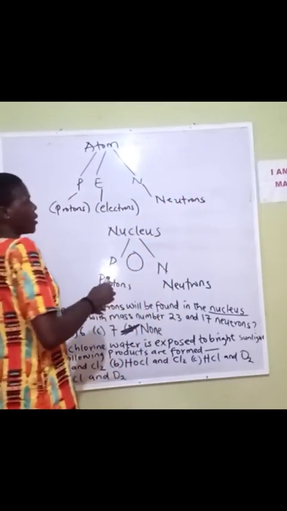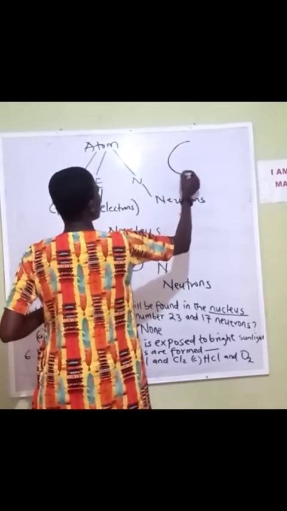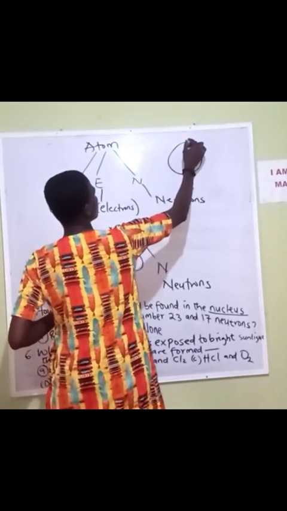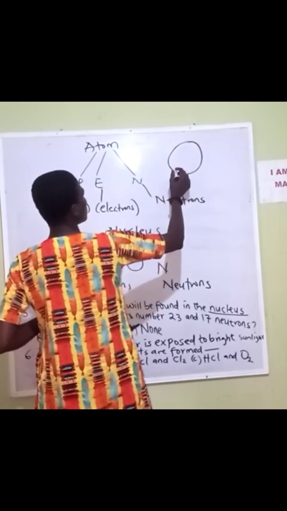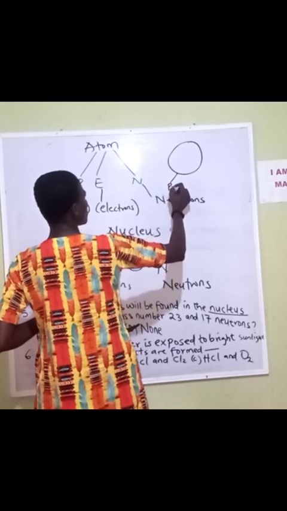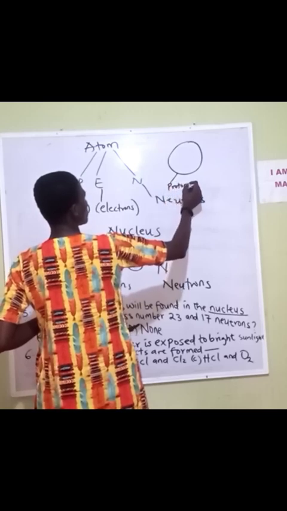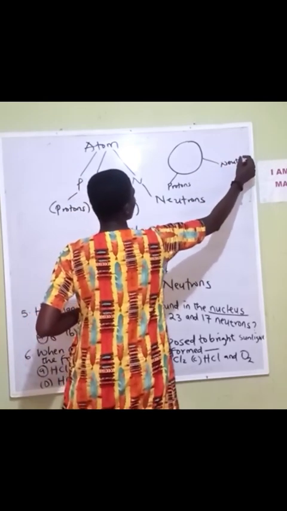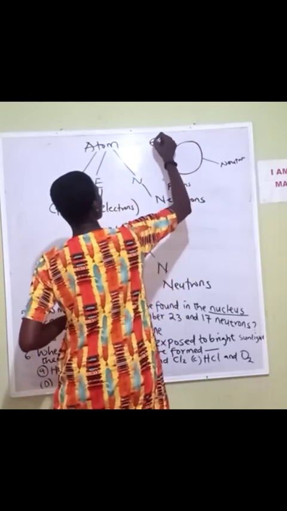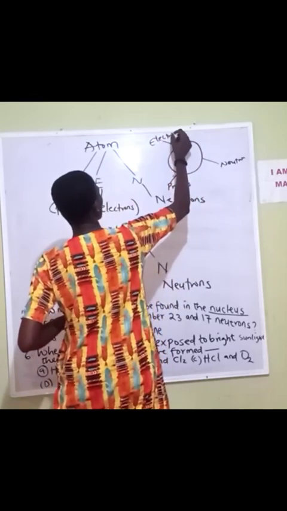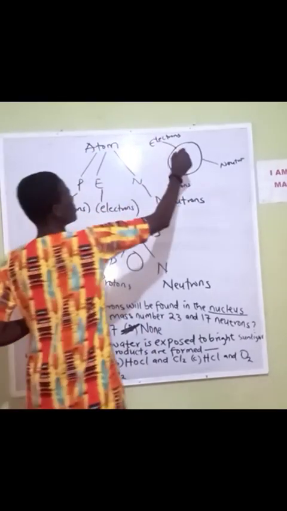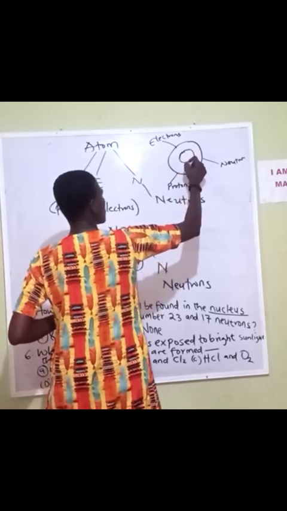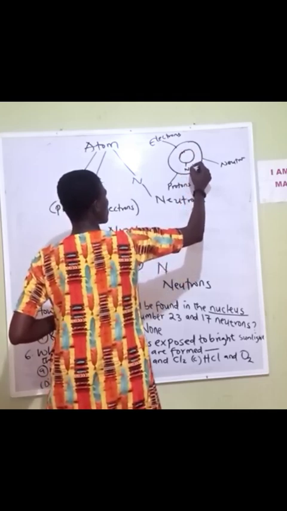Let me draw something here. Okay, so this is the atom. In the atom we have what? We have protons, we have neutrons, we have electrons. But in the nucleus, this is the nucleus now. This is the nucleus.